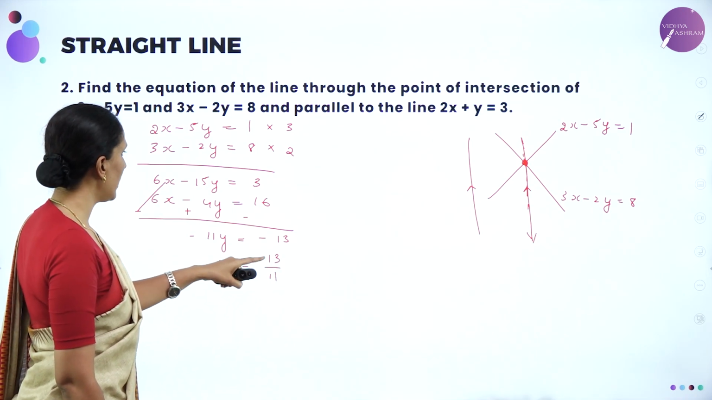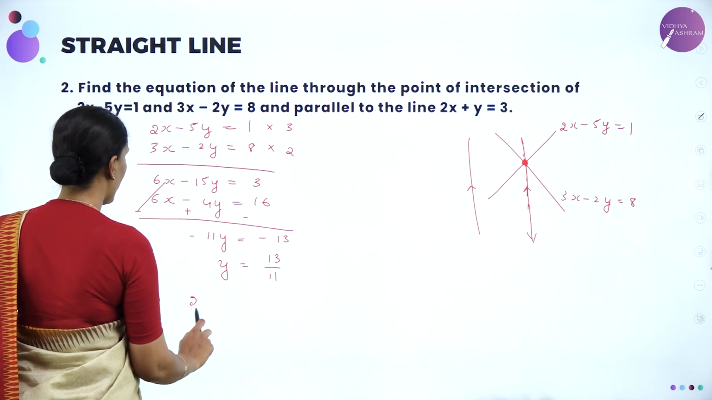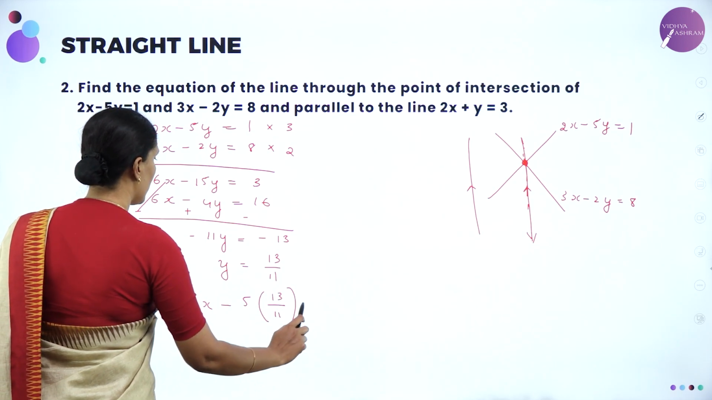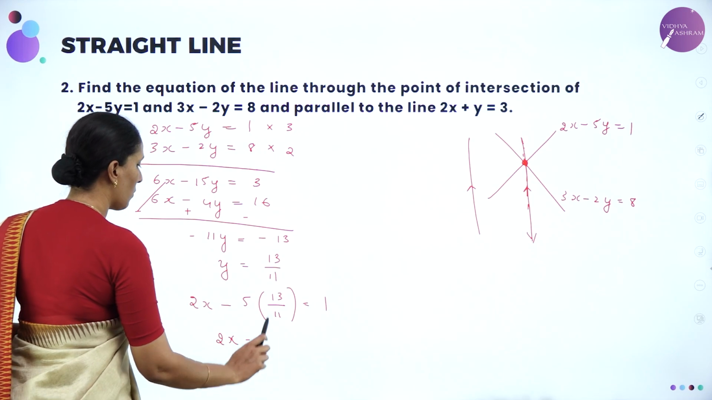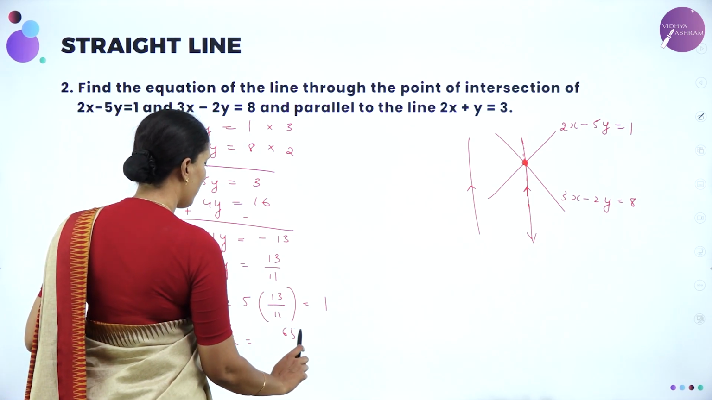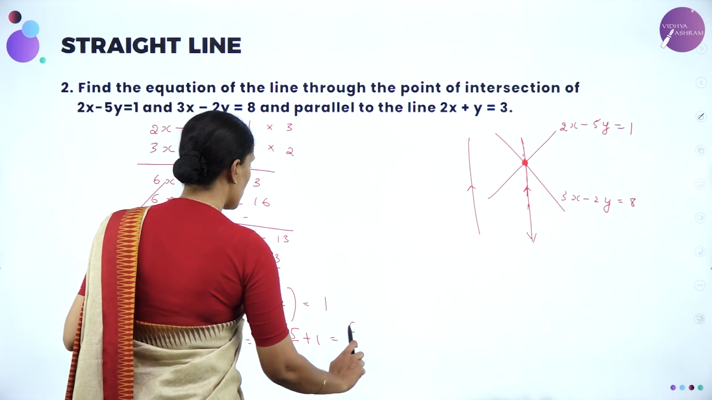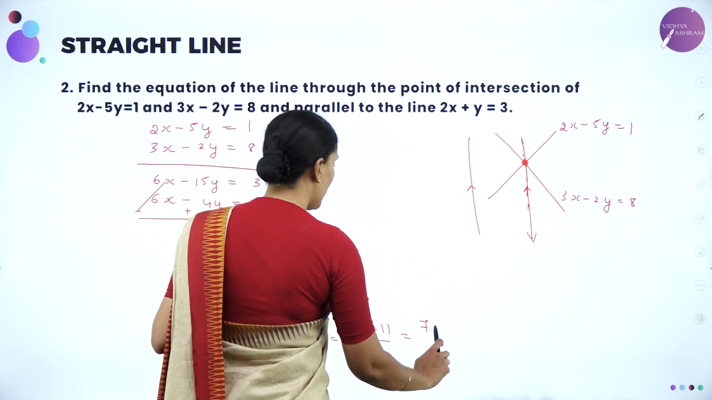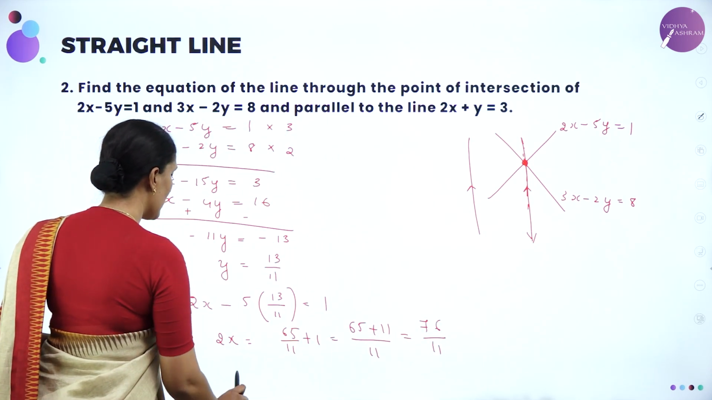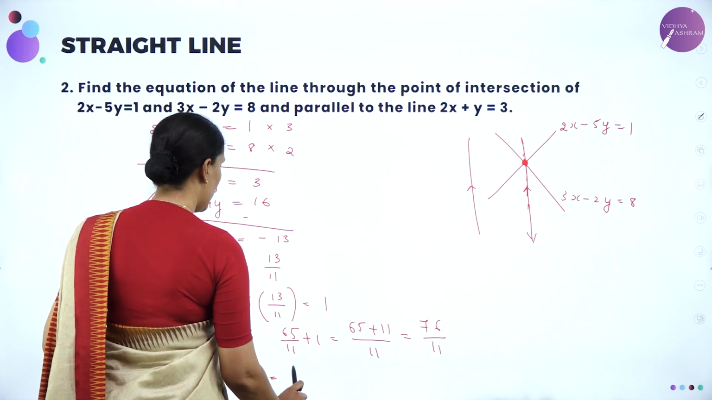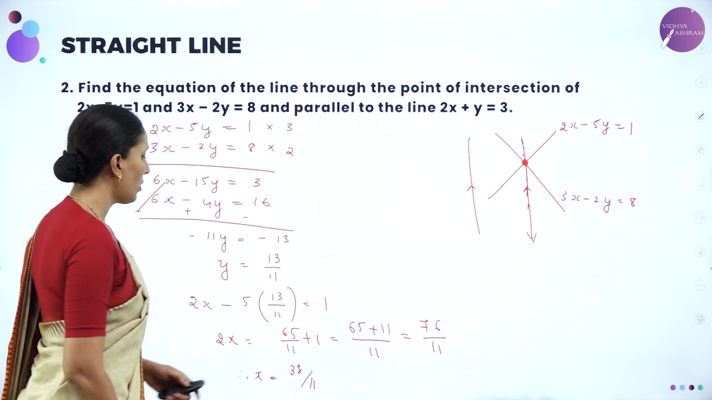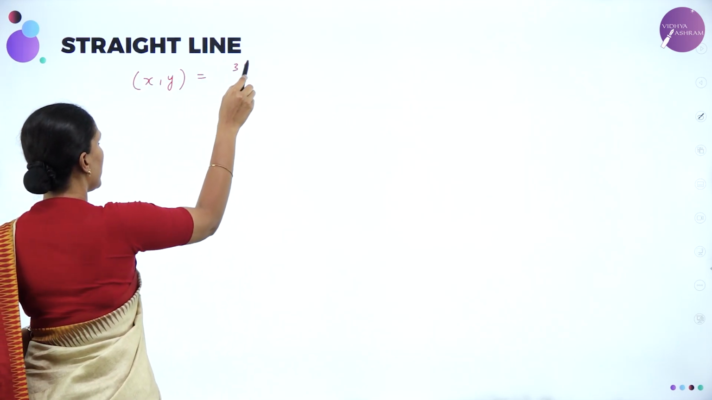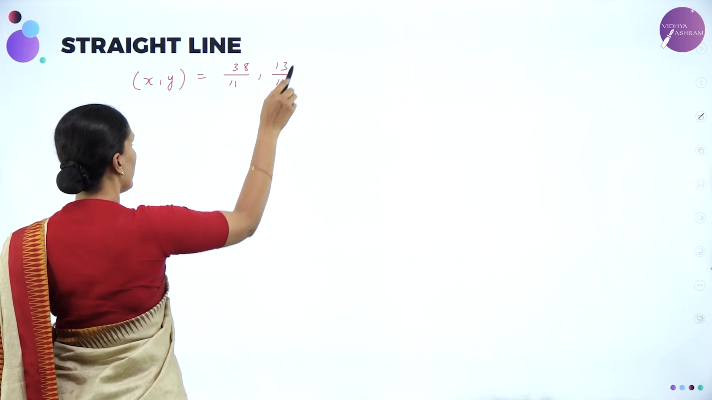Now if we substitute 13 by 11 in any one of the equations, 2x minus 5 into 13 by 11 is equal to 1. We get 2x is equal to 65 by 11 plus 1, which is 65 plus 11 by 11, which can be written as 76 by 11. Cancelling the 2, we get x is equal to 38 by 11. Now the point of intersection x comma y is 38 by 11 comma 13 by 11.